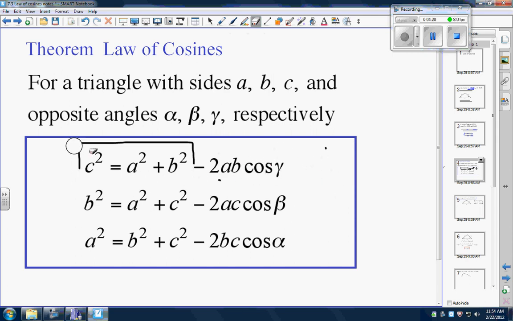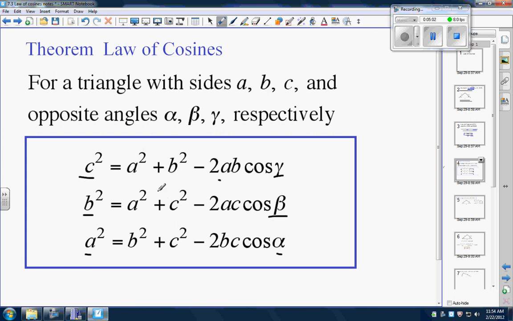Okay, the other 2 versions. You've got b squared equals a squared plus c squared minus 2ac cosine of beta. Here's what you need to always have matched up. Whatever side is over here, the angle will be with the cosine thing. So c squared, angle c. If you get a b squared here for the side, you're doing cosine of beta. If you get an a squared here, you're doing cosine of alpha. It'll always be a Pythagorean theorem, so b squared, a squared, c squared.